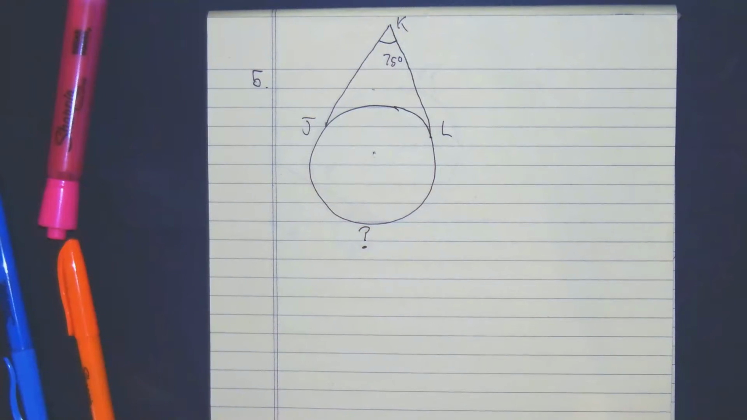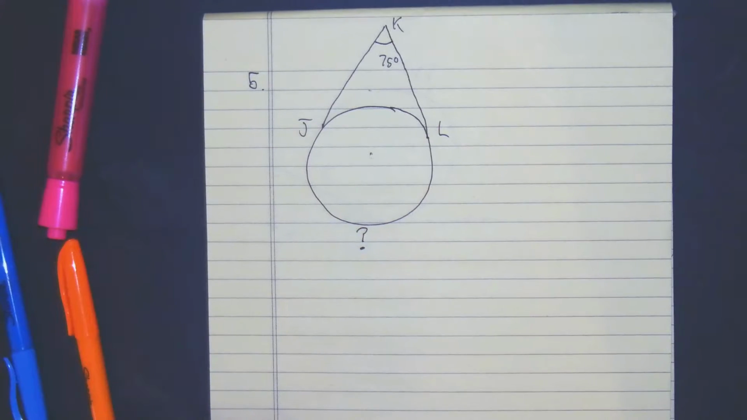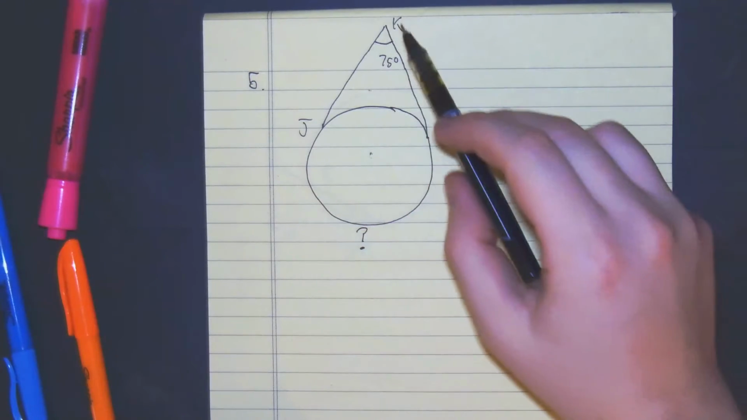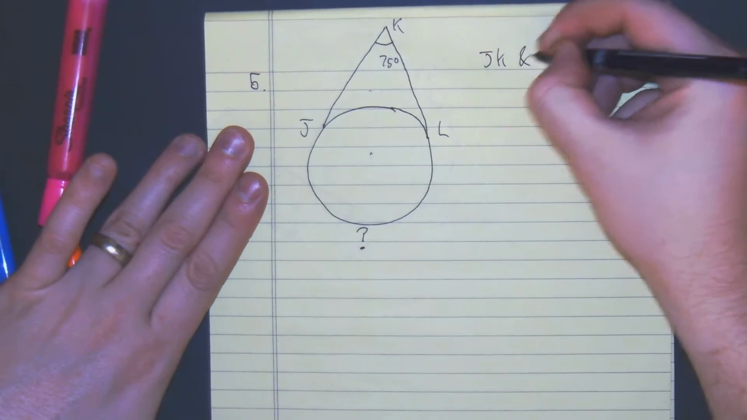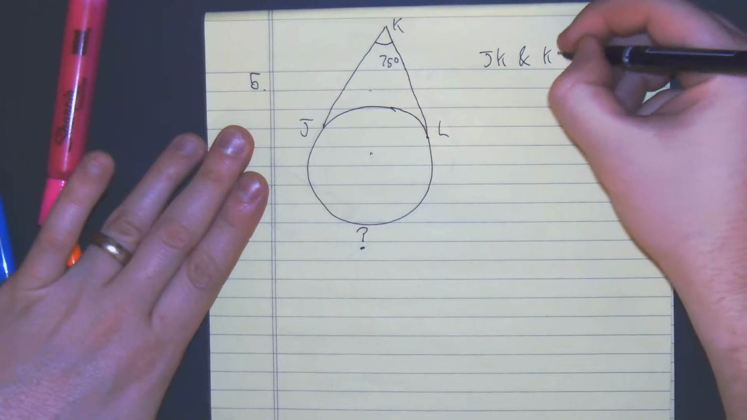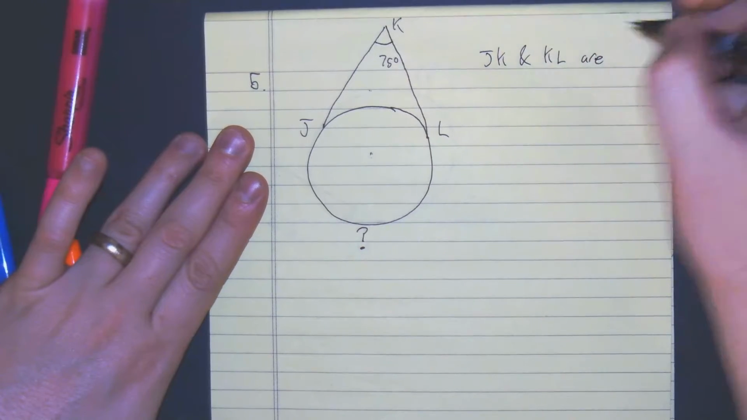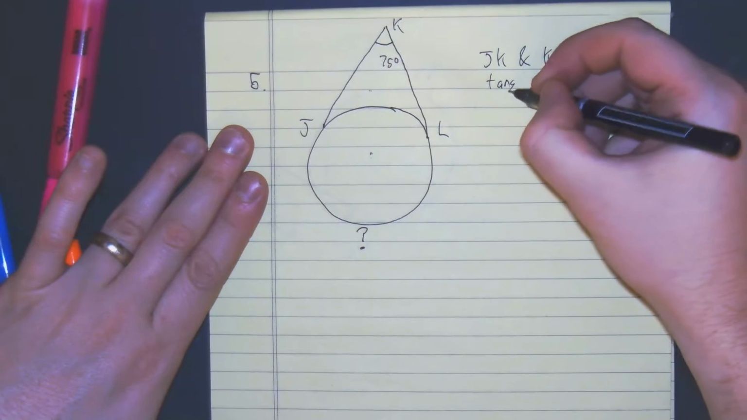Alright, so this problem's going to be a little tricky if you don't really follow it. In the instructions that we don't see right now, it's saying all lines that appear to be tangent are tangent. So that means we have JK and KL are tangent, based off the instructions.